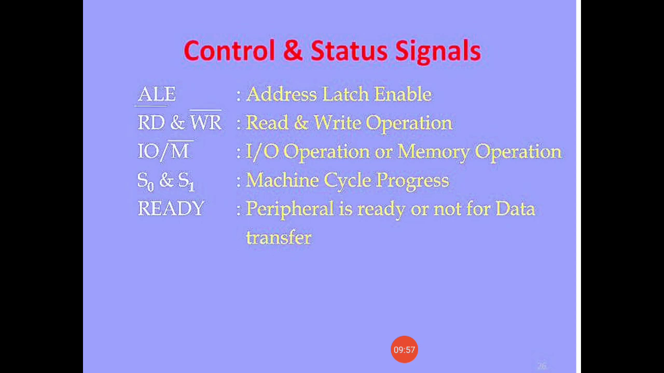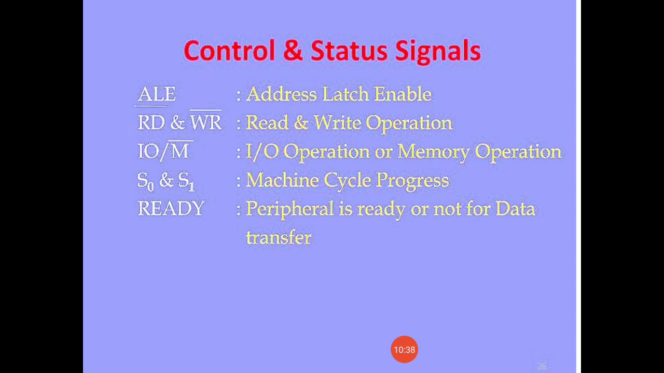So these RD bar and WR bar signals are basically used to control the direction of the data flow between the processor and memory or input output device or port. A low on RD bar indicates that data must be read from the selected memory location. A low on RD bar, again I am repeating, means that pin is activated, the read operation has to be done, and data must be read from the selected memory location or input output port.